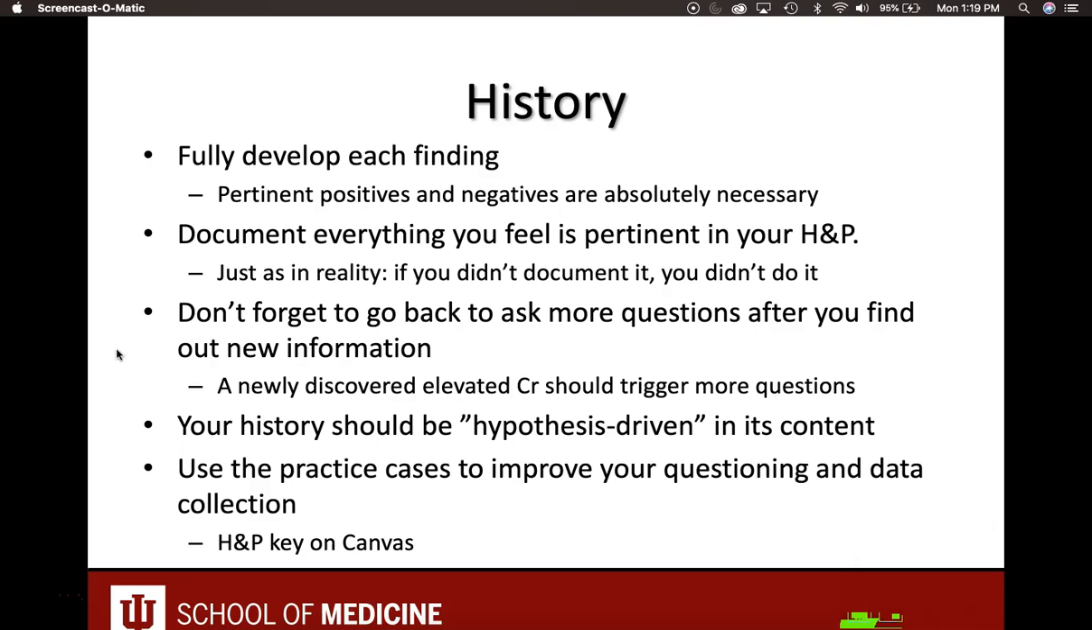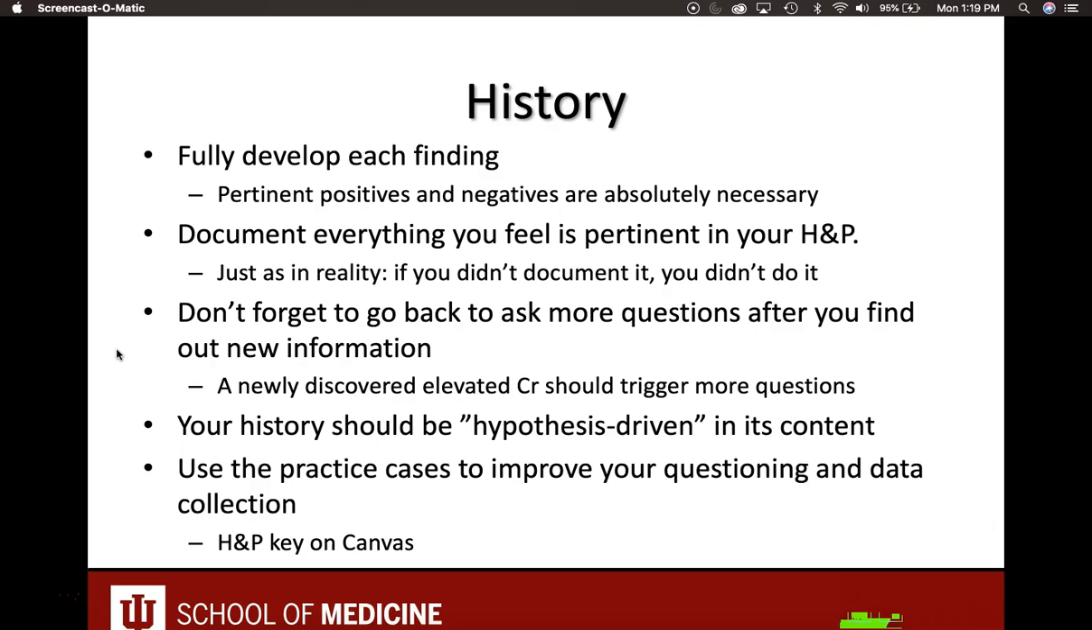Now let's talk more about the specific sections. In the history section, the expectation is that you fully develop each finding and presenting symptom. This not only includes characterizing the symptom itself, but collecting information on pertinent positives and negatives. You should document everything you feel is pertinent in your H&P. Just as in reality, if you didn't document it, you didn't do it. Don't forget to go back to ask more questions after you find out new information. A newly discovered elevated creatinine should trigger more questions.